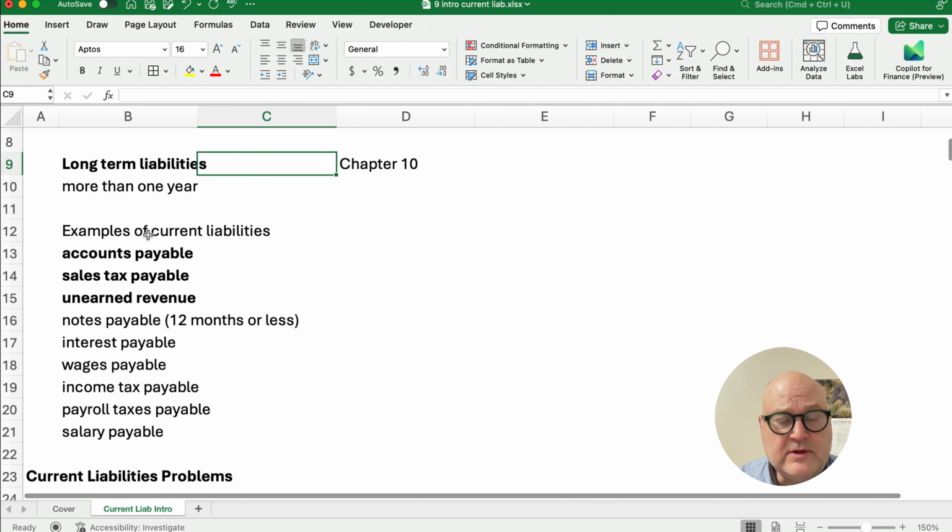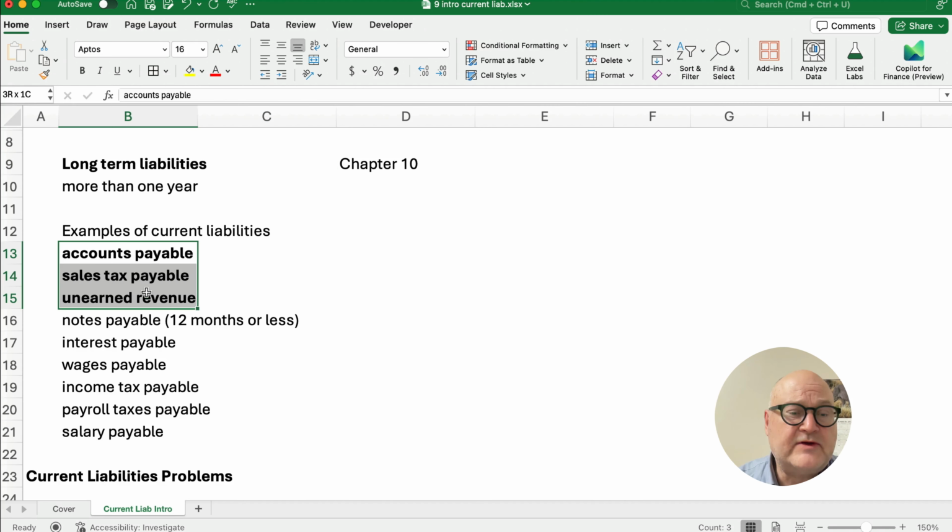All right, so we're going to do several little examples of these first ones that I've highlighted here, but let's look at current liabilities. Accounts payable would be one, sales tax payable, unearned revenue would be a current liability. Notes payable is 12 months or less. Longer than 12 months would be a long-term liability, notes payable, rather than a short-term or current liability. Interest payable, wages payable, income tax payable, payroll taxes, salaries, on and on are current liabilities. So we're always trying to figure out how much do we owe within 1 year.